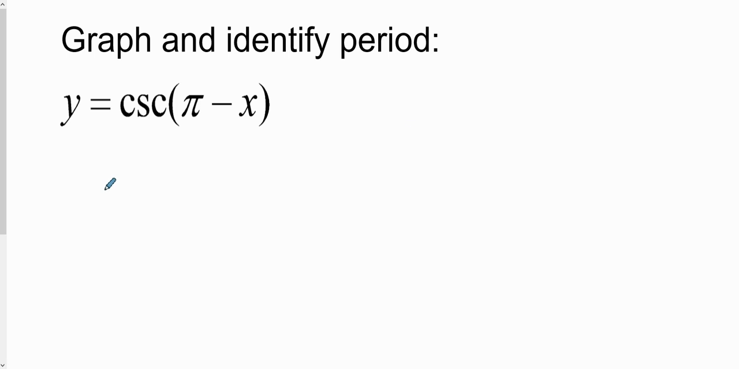Well, welcome back. I just got done graphing in the transformation of a secant function. Now let's look at cosecant. All right, cosecant. What we're going to do is graph this and identify the period of this transformed cosecant function.